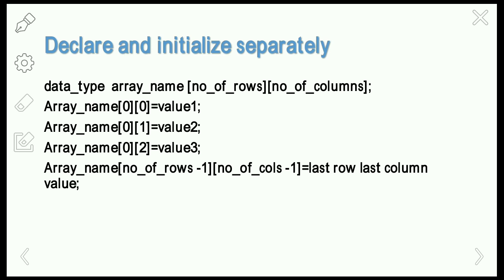So next one is declare and initialize the values separately. Data type, array name, and number of rows and number of columns, where the values which must be inserted into the array are initialized based on the subscript value. Here the subscript is given and the particular value is inserted into the particular array subscript, followed by all the elements, up to array name, number of rows minus 1 and number of columns minus 1 equals the last row last column value.